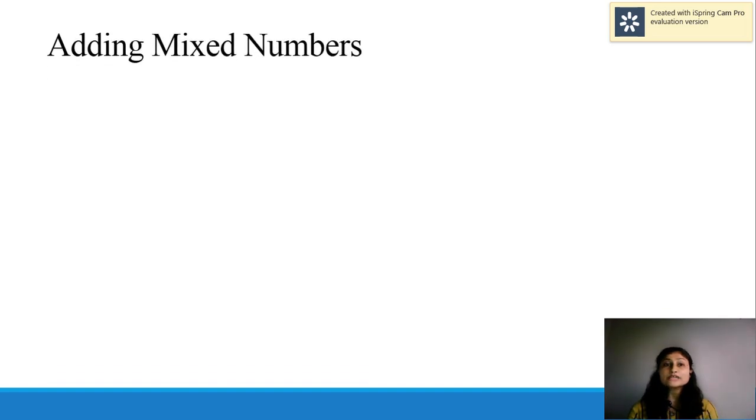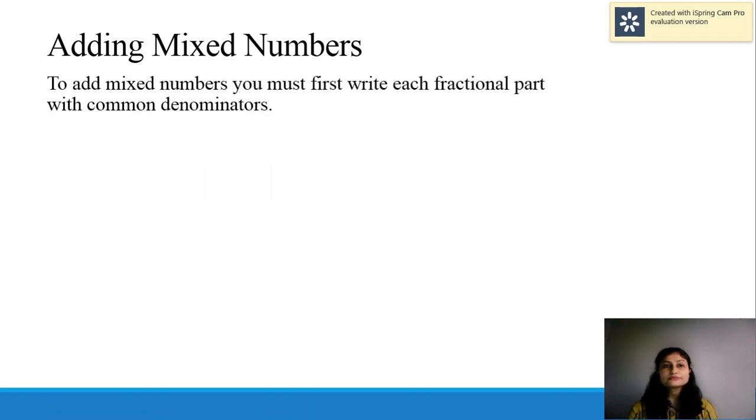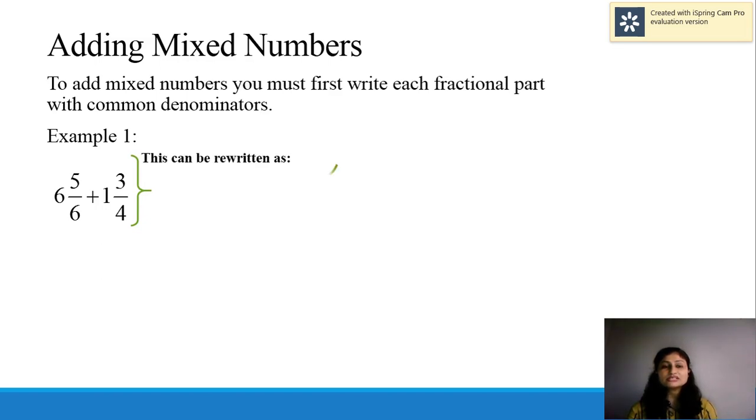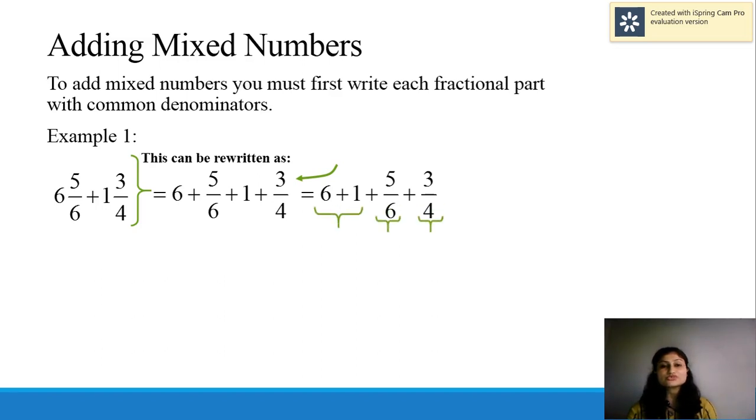Now how to add mixed numbers? So first of all we need to convert into improper fraction, and 6 integer 5 upon 6 plus 1 integer 3 upon 4. Thus we rewrite it in improper fractions, or you can write it as 6 plus 5 upon 6 plus 1 plus 3 upon 4. Then after we add whole numbers, 6 plus 1 is equal to 7, and then we add fractions, we take LCM of it, and that is 12.